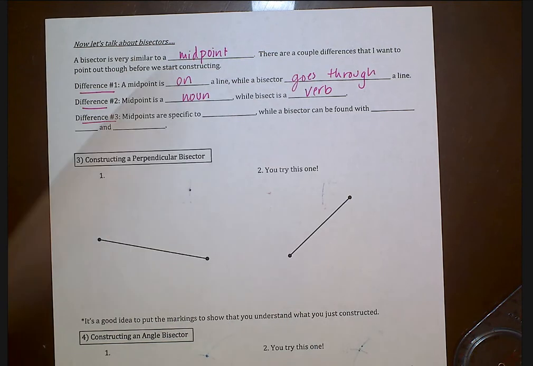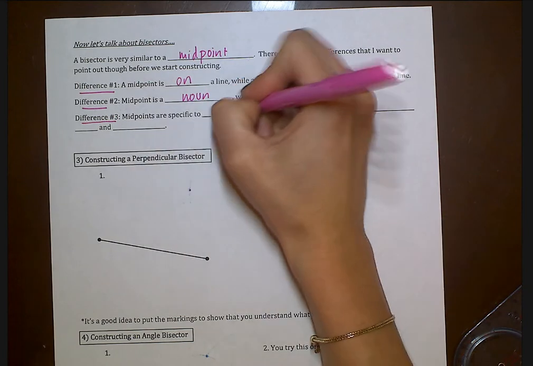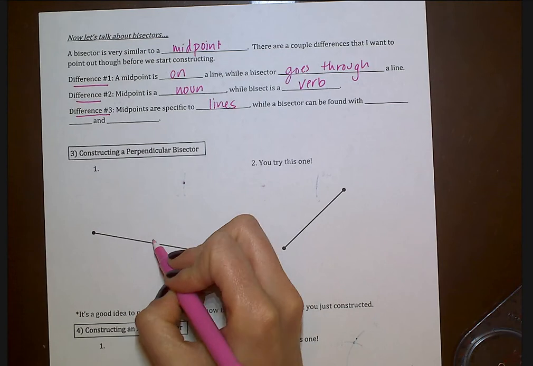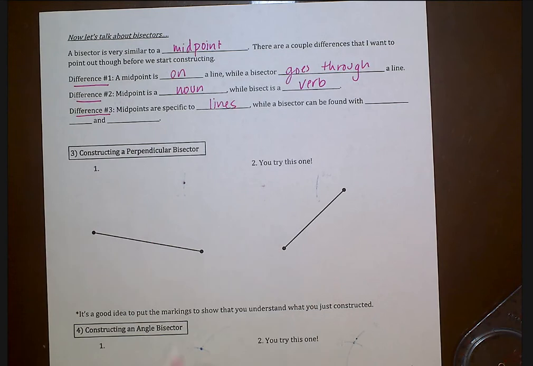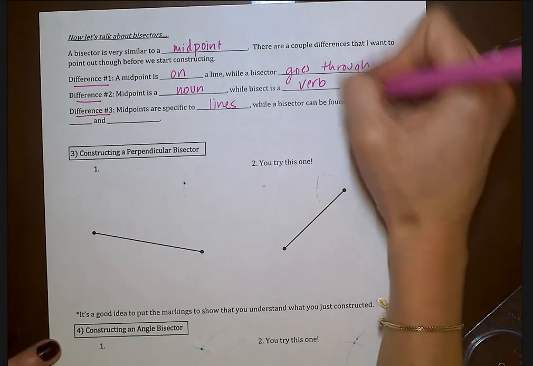Difference number three, midpoints are specific to lines. So midpoints can only lie on a line or a line segment, but a bisector can be found with lines and angles.